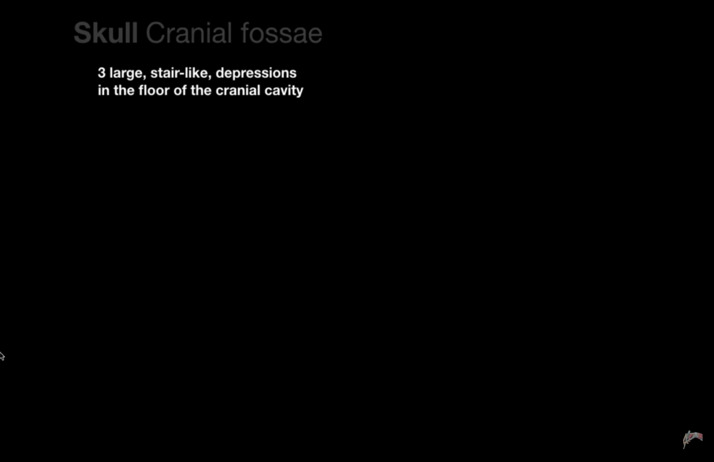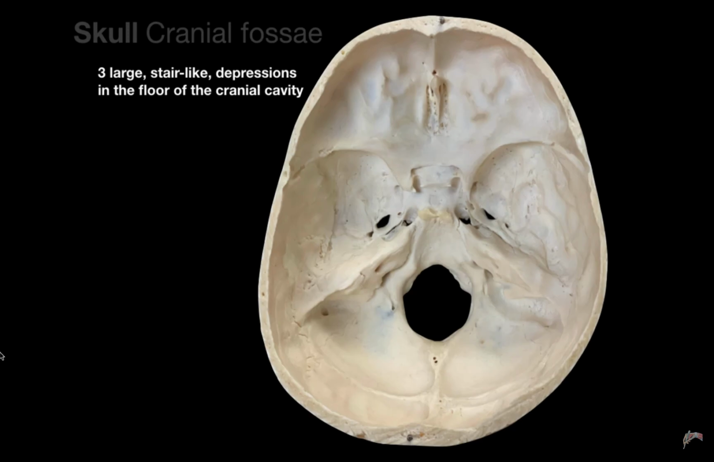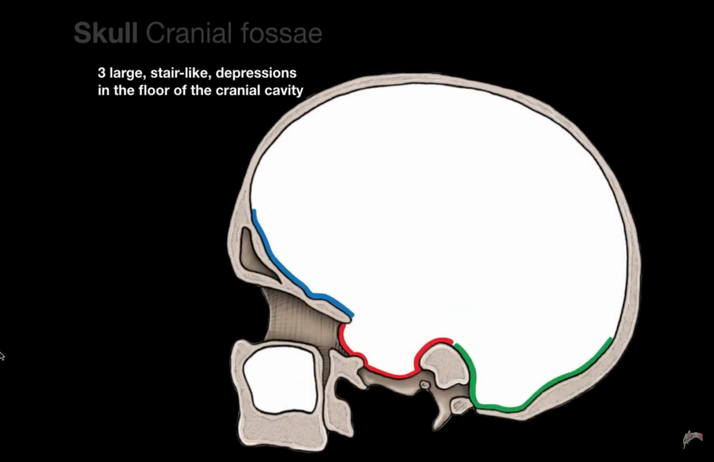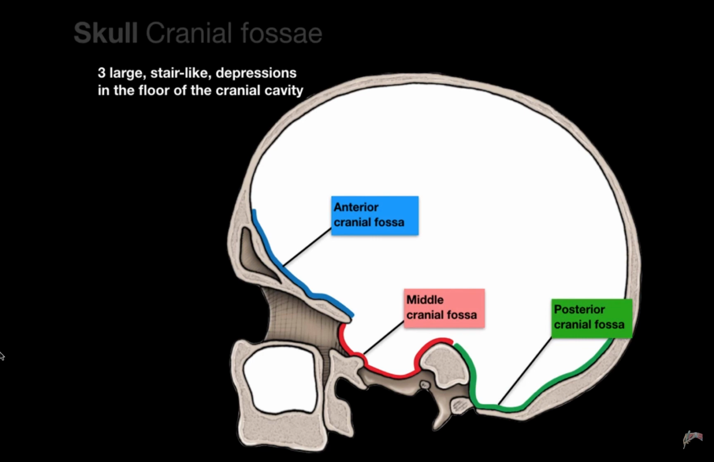Now let's talk about a different subject. Well, not different, we're going to continue, but we're going to look at something called the cranial fossa, which are three large stair-like depressions in the floor of the cranial cavity. So here we have the anterior, middle, and posterior cranial fossa, but it's hard to see these stair-like depressions, so let's take a look at the same thing from a mid-sagittal lateral view. There's our anterior cranial fossa, middle cranial fossa, and posterior cranial fossa.